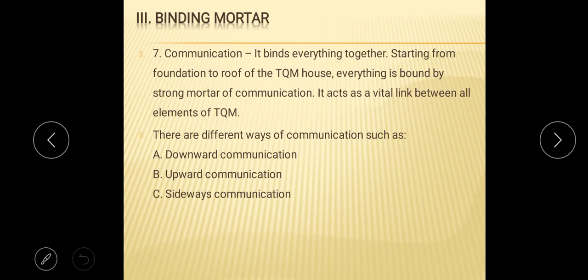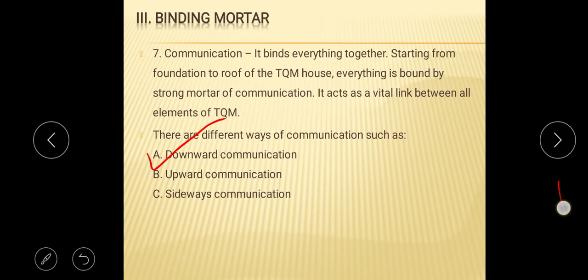There are different ways of communication, such as downward communication. This is the dominant form of communication in an organization. Presentations and discussions basically do it. By this, the supervisors are able to make the employees clear about TQM.